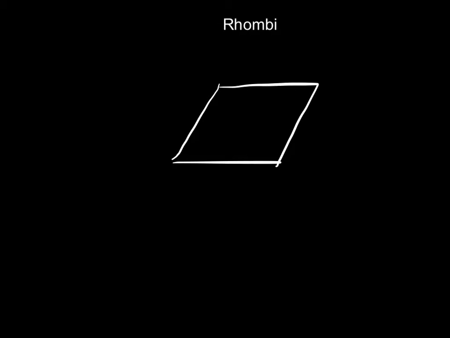Rhombi are a little trickier. You may think that the sloped line is the height, but it is not. The line that makes the height must form a 90-degree angle with the opposite side. Once you have the height, you could multiply that by the base to get your area.